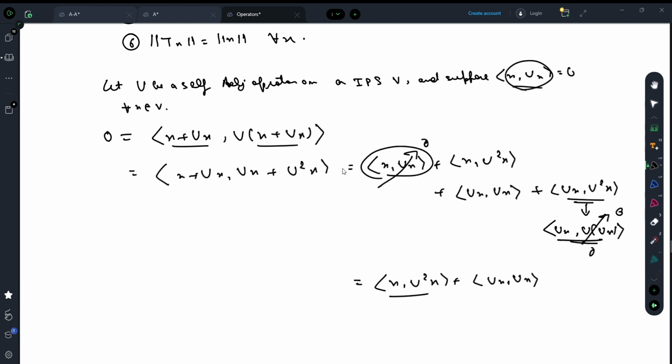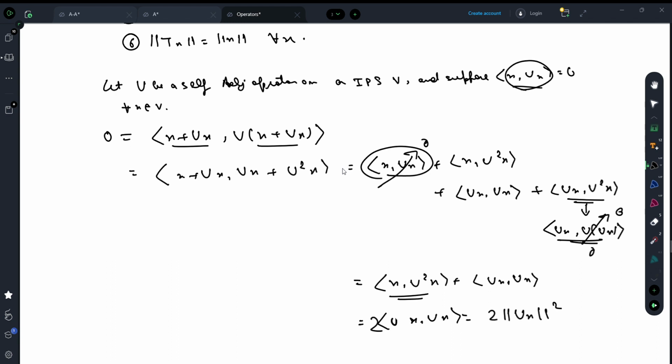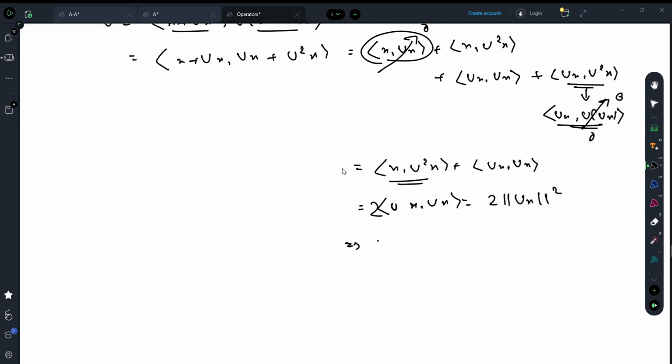But then I can write this as the inner product of u star x with ux, but u is self adjoint, so it's simply ux. But then I have 2 ux with ux, right? So it's basically 2 times the norm of ux squared. If 2 times the norm of ux squared is equal to 0, then that implies that the norm of ux is equal to 0, but that happens for all x. That simply means that ux is 0 for all x, which implies u is the 0 operator.